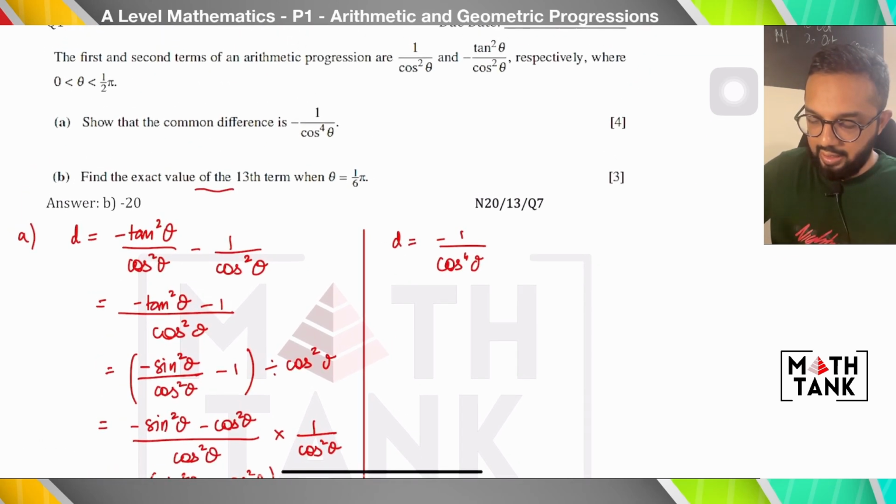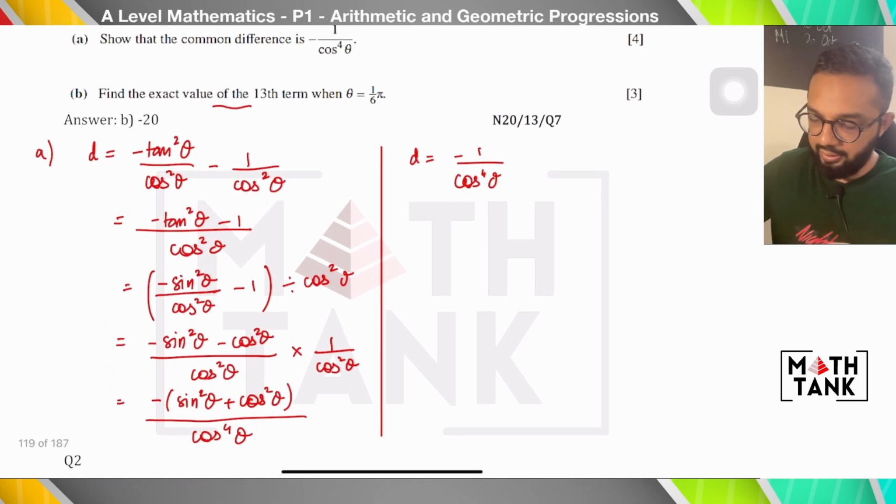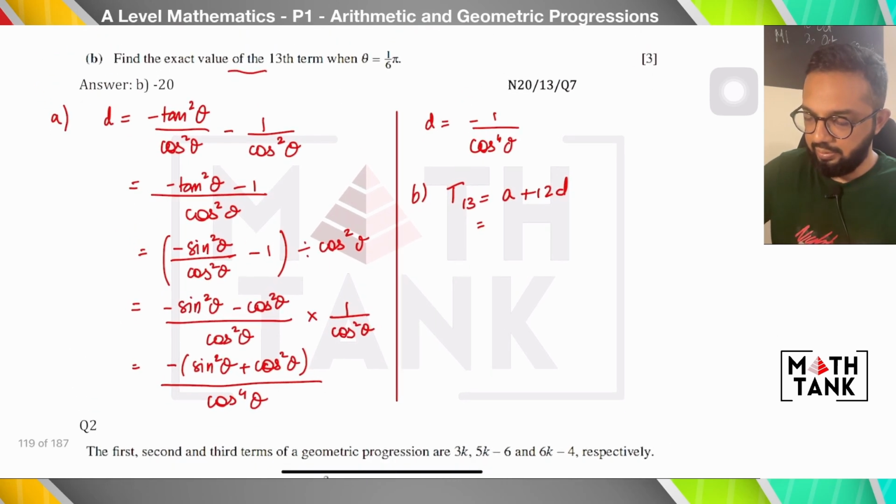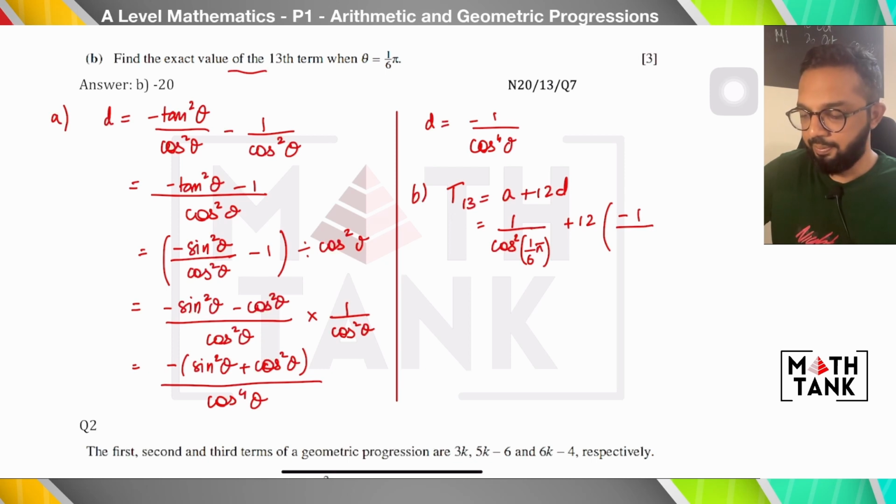It says then find the exact value of the 13th term when theta equals pi over 6. So I think that's simple. The 13th term is a plus 12d. A is 1 over cos square theta. So I'm going to write 1 over cos square pi over 6 plus 12 times what I've proved, so minus 1 over cos power 4 pi over 6.